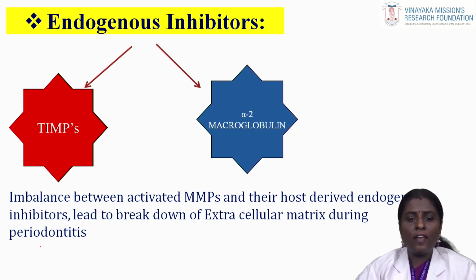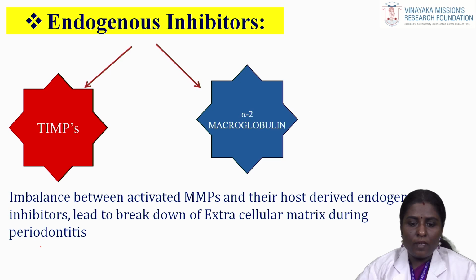To counteract this, we have the endogenous inhibitors, that is tissue inhibitors of matrix metalloproteinases and alpha 2 macroglobulin. When there is an imbalance between these endogenous inhibitors and the host derived MMPs, it leads to breakdown of extracellular matrix, that is, it leads to the disease state. Again I repeat, TIMPs and alpha 2 macroglobulin are endogenous inhibitors. They are present at normal levels to counteract the destructive action of MMPs.